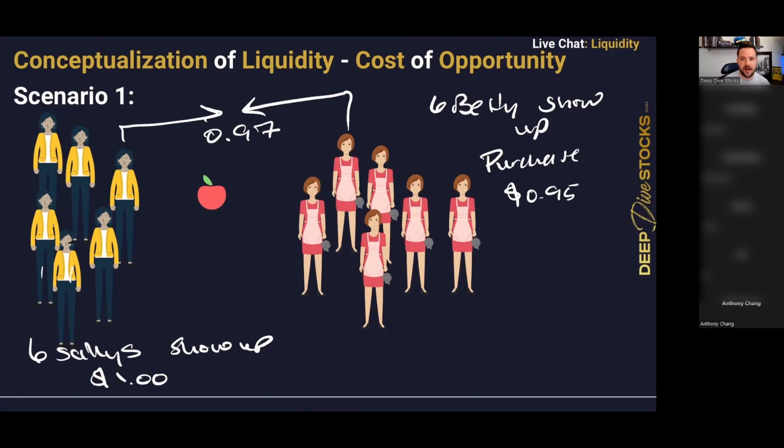So what was the cost of the opportunity of transacting this trade? What was the associated cost for Betty or for Sally? 3 cents. Yeah, it cost her 3 cents. And how much did it cost the Betty? She got, what, 2 cents? So she got the deal. What's the value of the apple now? 97. It's gone down. Yeah, 97.